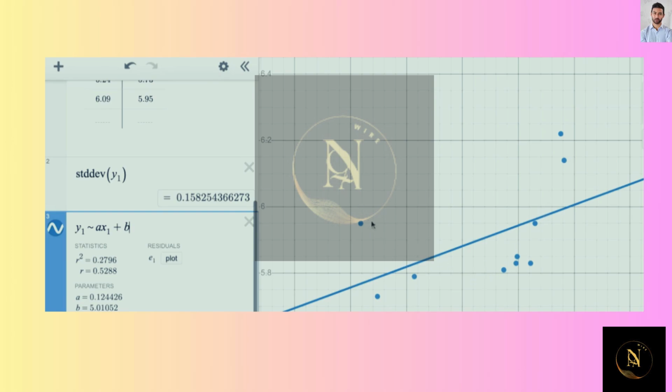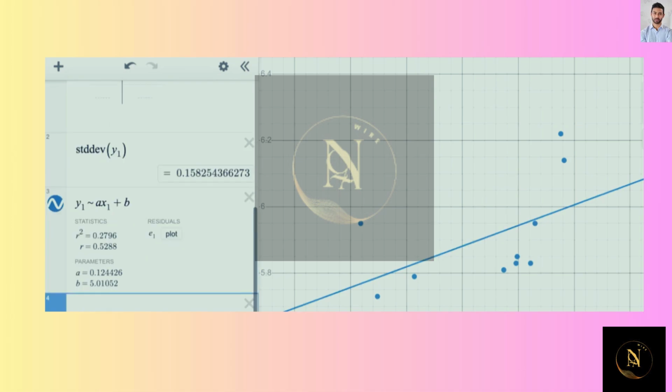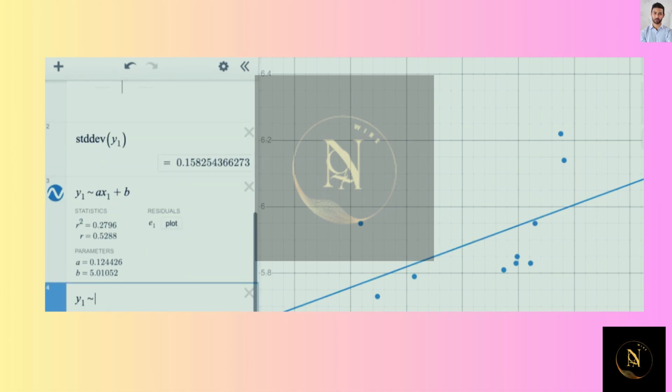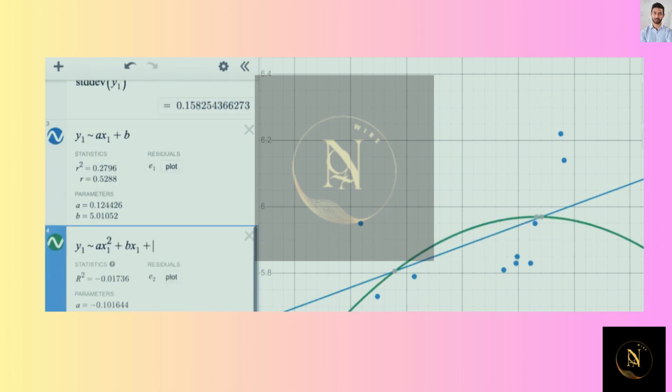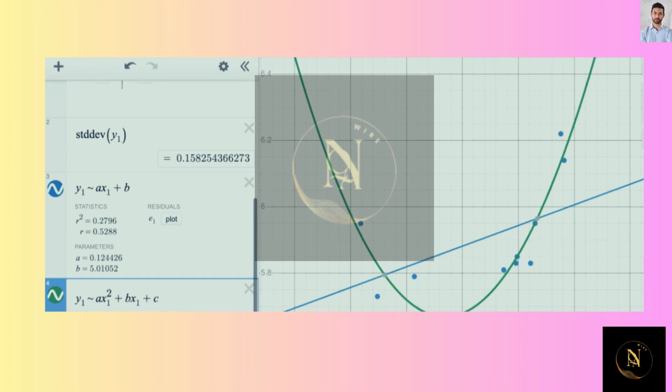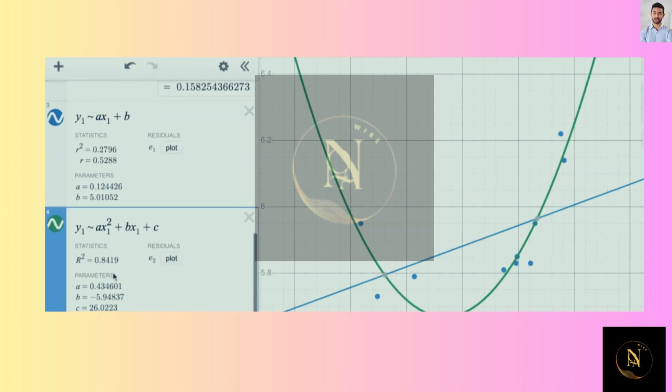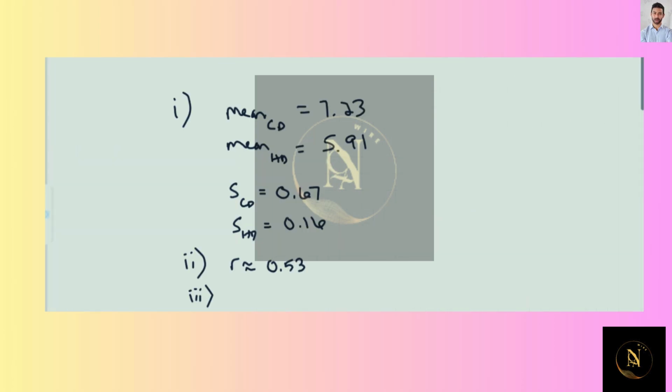There could be a better quadratic one, which you could test also here. So we could test y1 is approximately ax1 squared plus bx1 plus c. And it's better, that's for sure. But I don't know that I would still categorize it as strong.